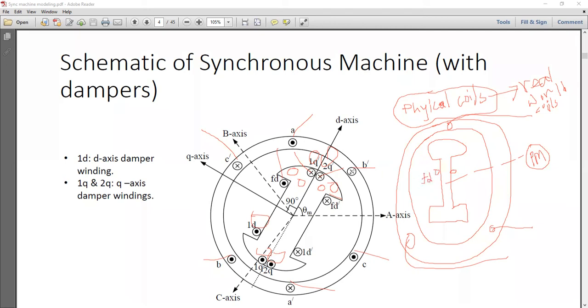That means you have not included any amortisseur winding extra. In practice, there are no amortisseur coils inside the machines, okay? So there are no real world damper coils in this machine, whatever I have drawn here. So this is FD and this is FD dash.